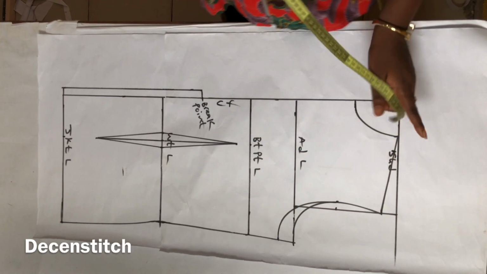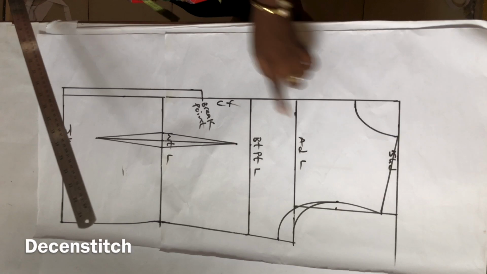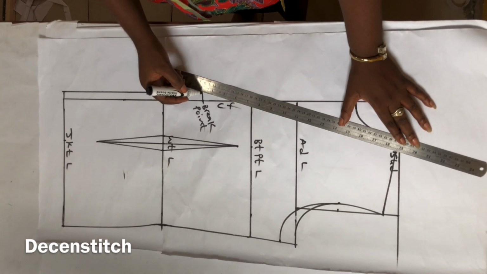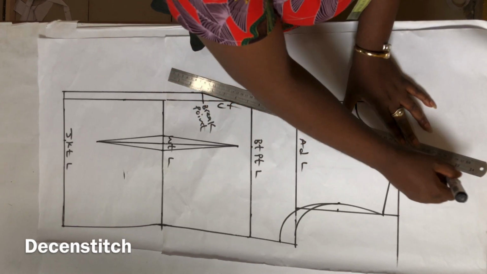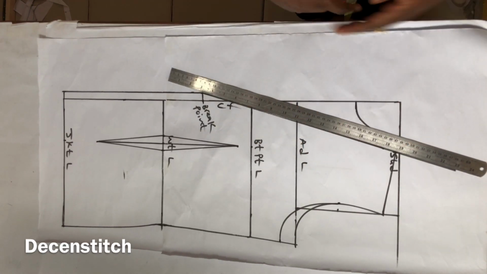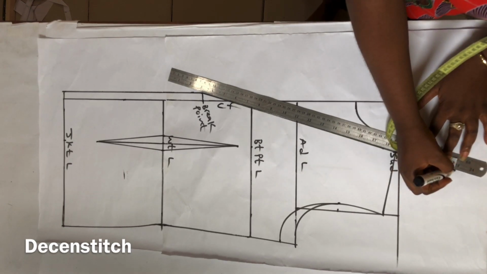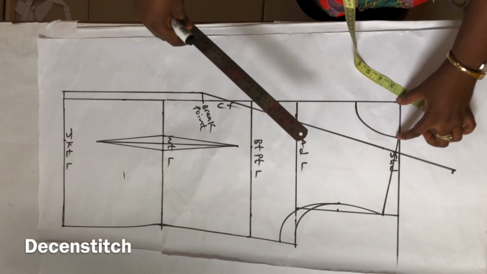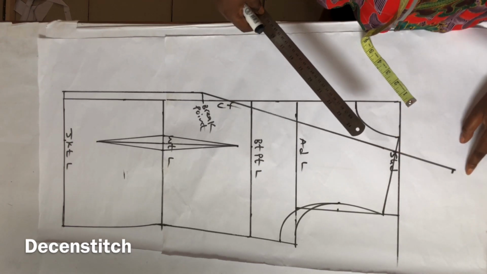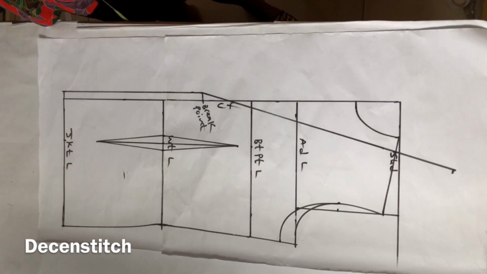I'm going to measure 1 inch. Then connect the 1 inch to my break point. Then extend it longer. Extend it by 4 inches. Please, if your neck width is not 2.5 like mine, if you're using 3 inches for your neck width, extend this line by 4.5 instead of 4 inches as I am using here.